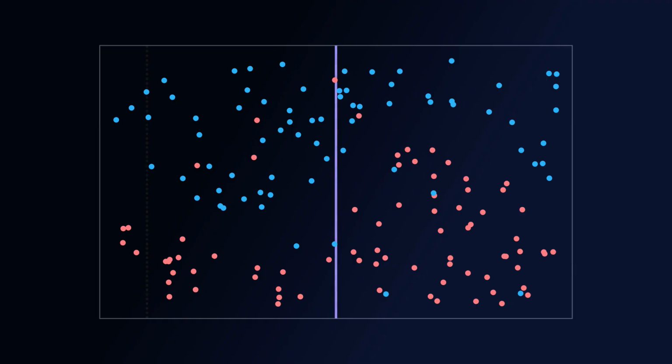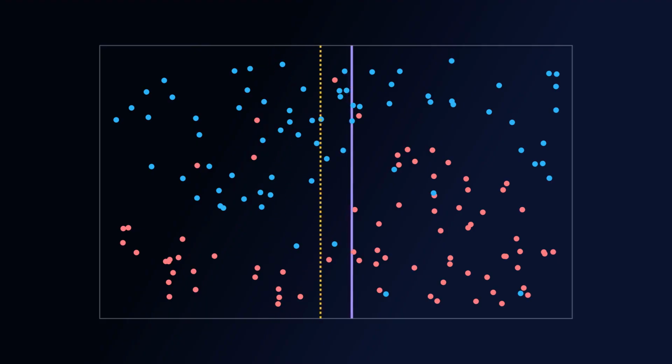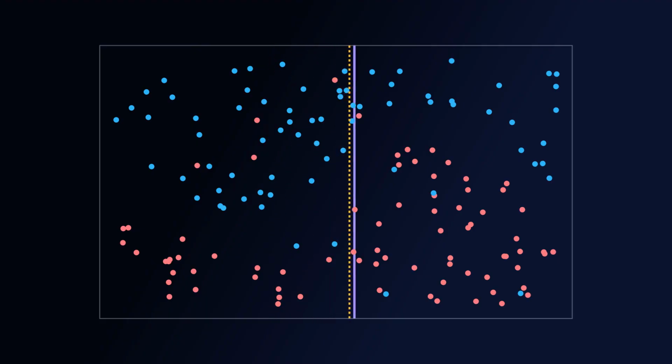Let's watch it make its very first decision. The tree scans every possible vertical and horizontal cut, and it picks the one that best separates blue from orange. Here, it chooses a vertical line right about here. Everything to the left leans orange, everything to the right leans blue. It's crude, but it's a start. Now here's the key move.